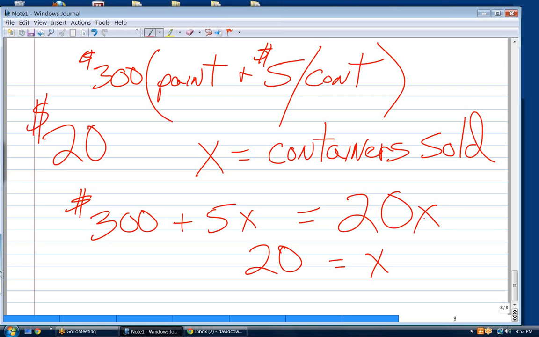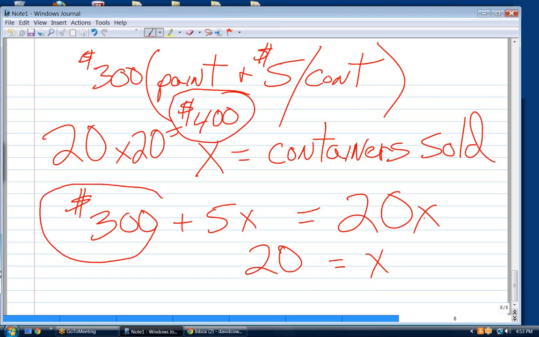And now let's look at that. I'm sorry, 20 containers, not $20. We're going to sell 20 containers, and does that break us even? We're going to get $20 for each container, so we're going to get $400. And what did we spend? We spent $300 plus $5 times 20 containers, that's another 100, so we spent $400 also. So 400 equals 400, we broke even if we sell exactly 20 containers for $20 each.